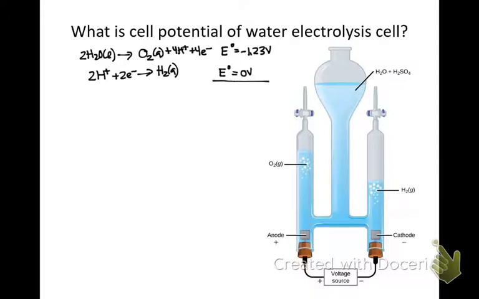And so that means that if we add these together, we get that the overall potential for our cell is negative 1.23 volts. So our negative cell potential tells us that this is a non-spontaneous reaction. So we have a voltage source to supply that extra energy. And we see that the anode is the positive reaction where the oxidation of water to oxygen occurs, and that the cathode is the negative electrode where the reduction of protons occurs.